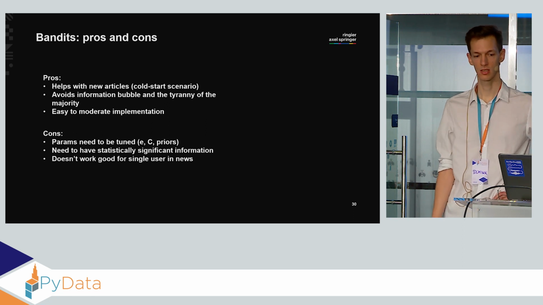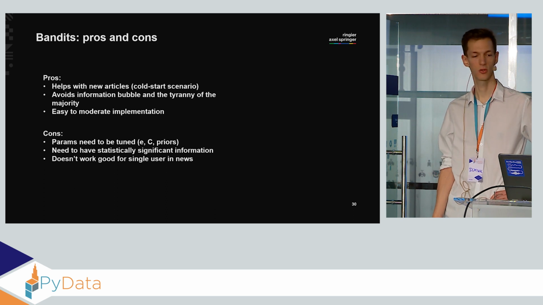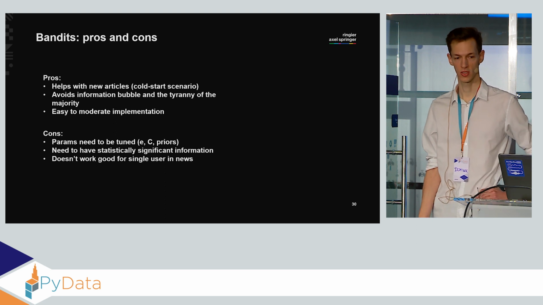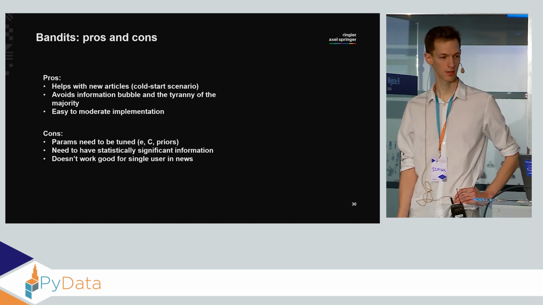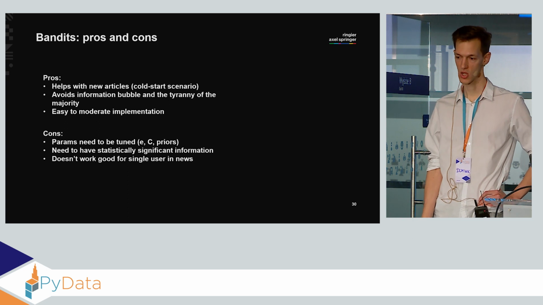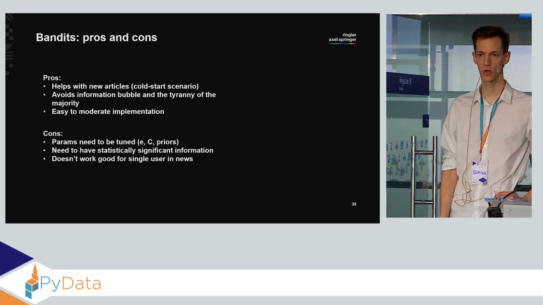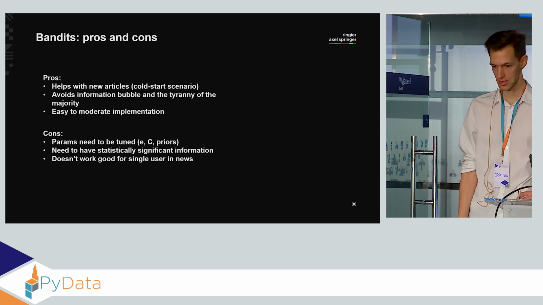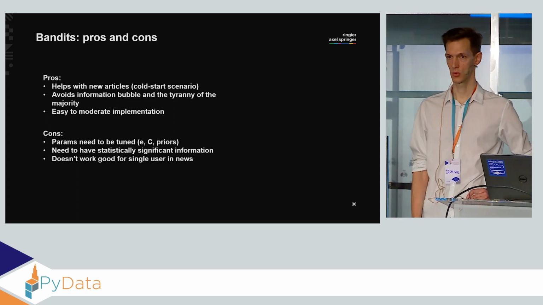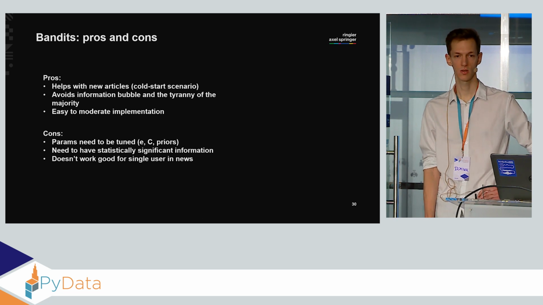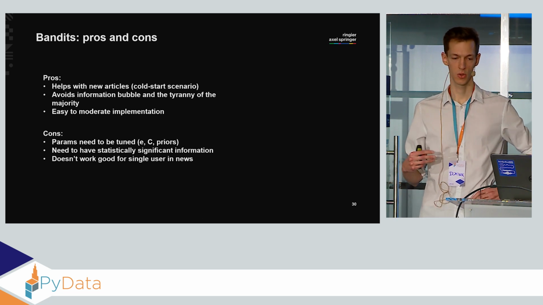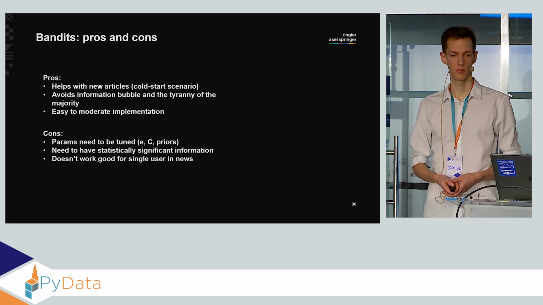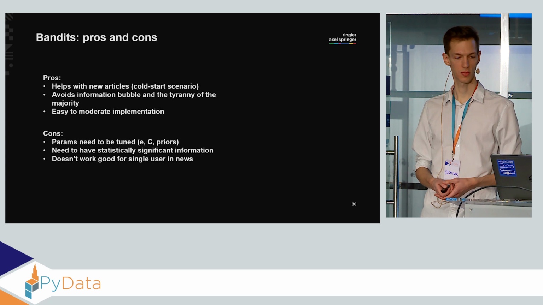first of all, you've seen that in every case we had some parameters that need to be tuned, be it epsilon, C for the optimism, or the prior function for Thompson sampling. We also need some amount of traffic for the bandits to work decently, simply because of their statistical nature. And lastly, we can't really use the bandit to recommend articles on a single user level. So we have to work on the level of a group or a segment of users, because otherwise the feedback would be too sparse.